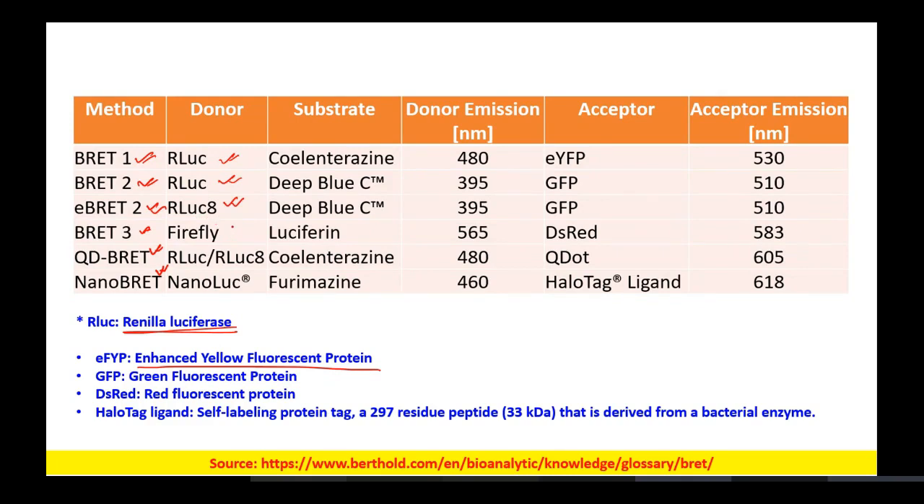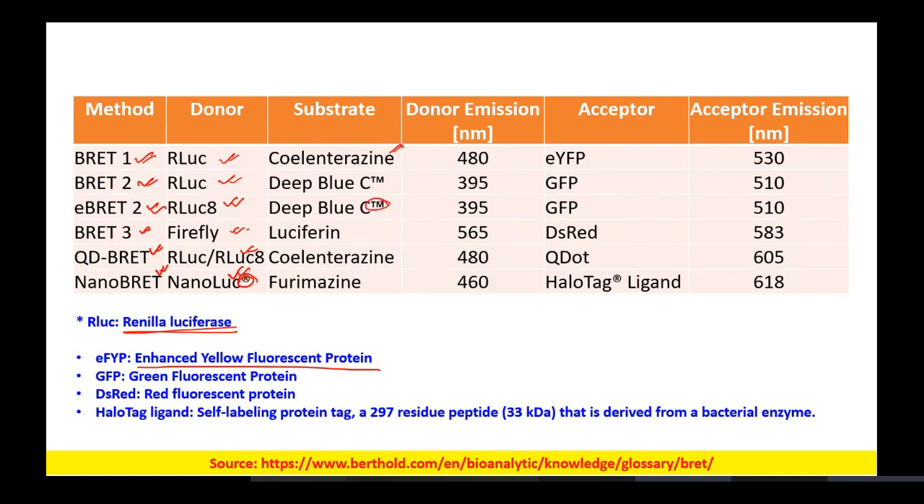Then we can have the luciferase from the firefly. Then the R-Luc and firefly combination is there in QD BRET, and then we have NanoLuc, which is a registered trademark of a company. The substrate here is coelenterazine for the BRET 1 system. For the BRET 2 system, it is DeepBlueC. Then for eBRET 2, it is again DeepBlueC.